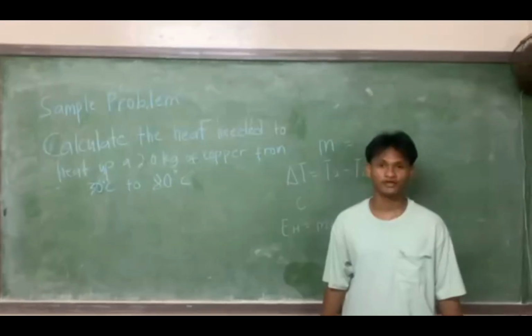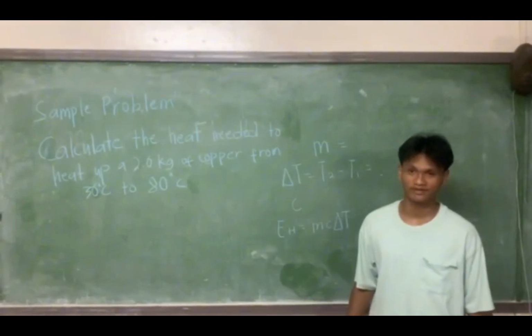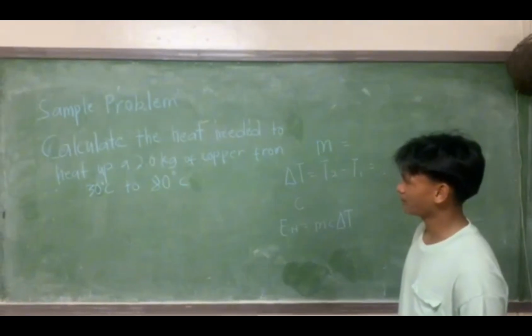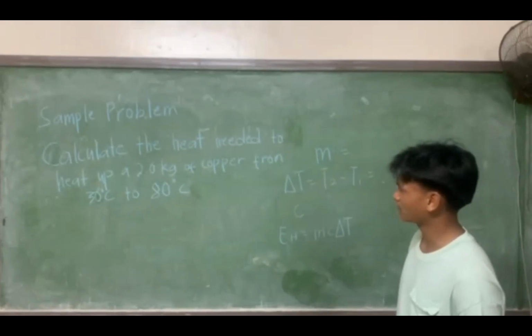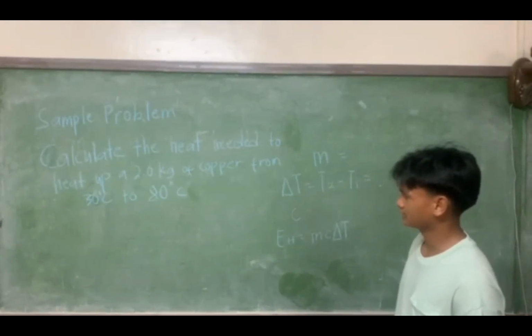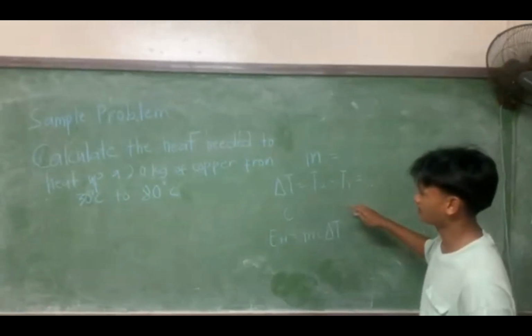Thank you. Good day everyone. Today we are going to solve this sample problem. The problem is: calculate the heat needed to heat up 2.0 kilograms of copper from 30 degrees Celsius to 80 degrees Celsius. So this is the formula for this problem.